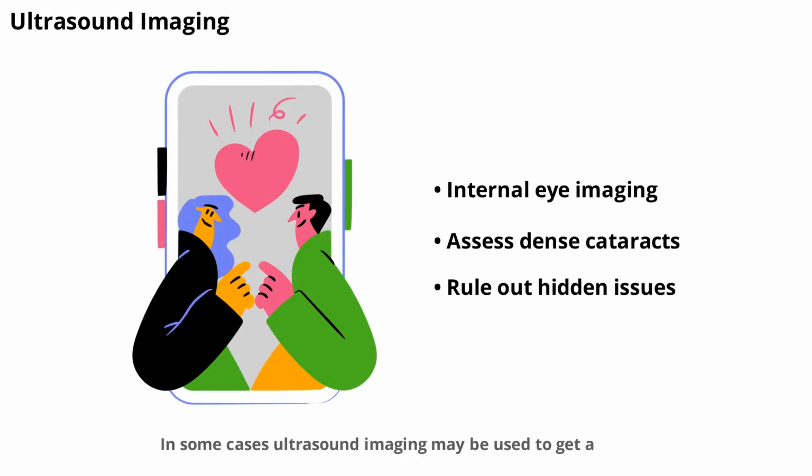In some cases, ultrasound imaging may be used to get a clearer picture of the structures inside your eye. This test is especially helpful if the cataract is very dense and prevents the doctor from seeing the retina clearly. Ultrasound helps ensure there are no other underlying problems before planning treatment.